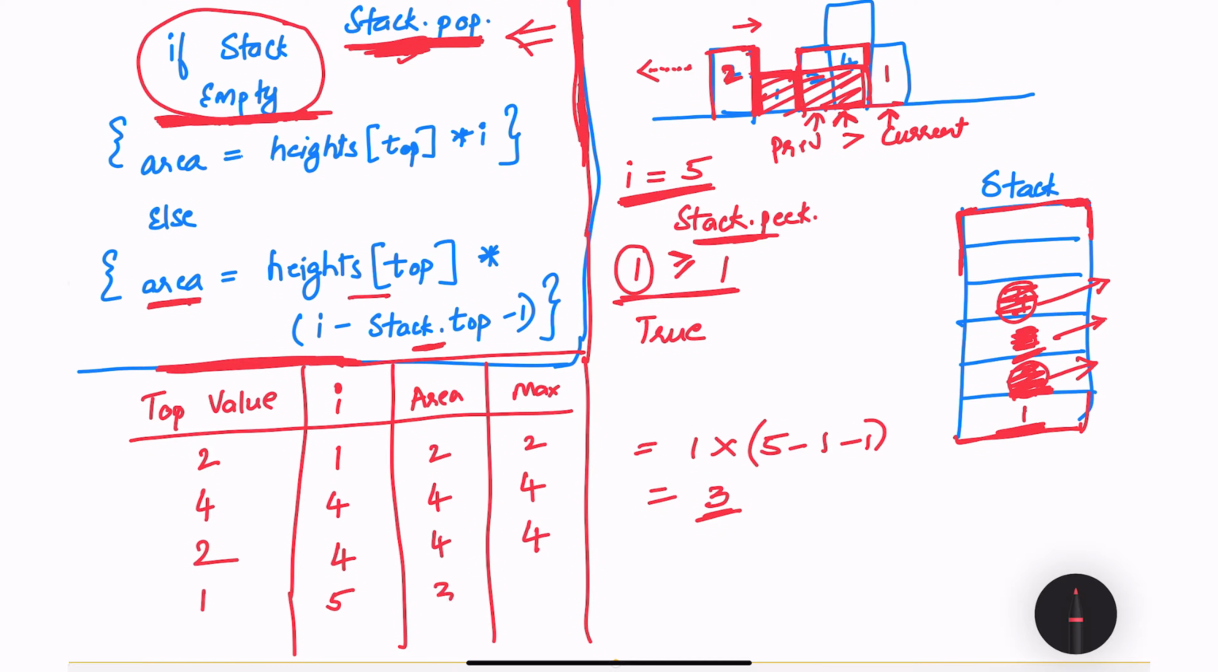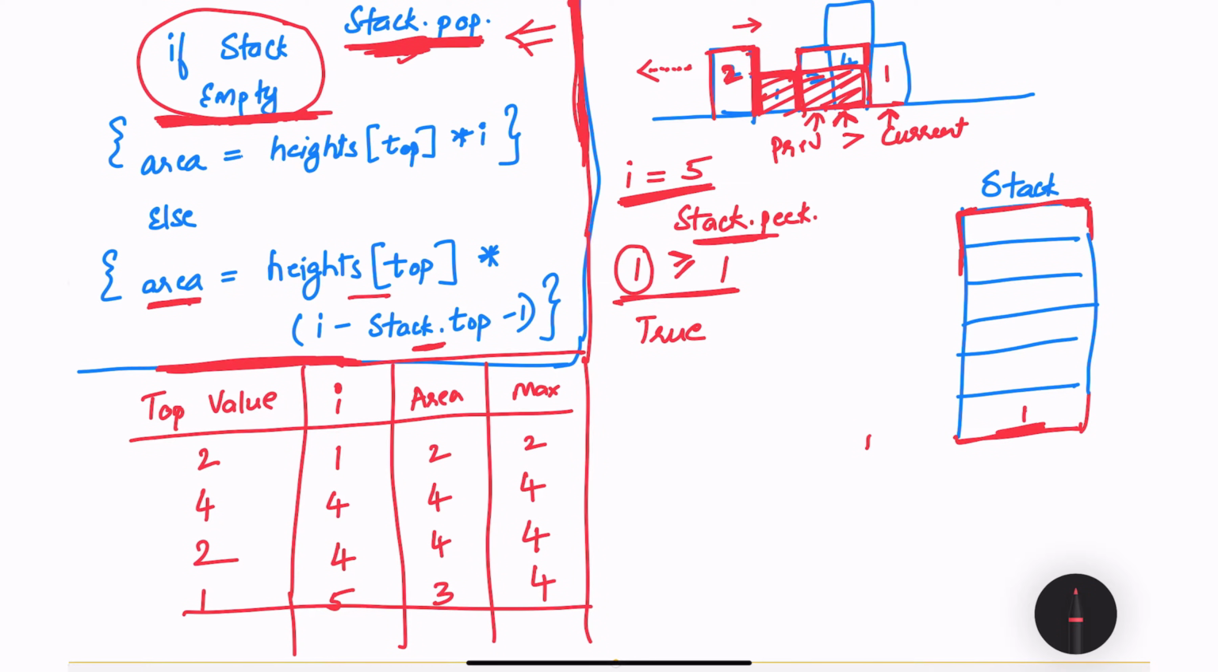So my area will be 3. It is not greater than the max, so max will stay the same. So now I only have one entry, so I will check if my stack is empty. It is not. So we will pop out the last added value, which is at index 1. And at index 1, the value is 1. Now we do not have any value in the stack.